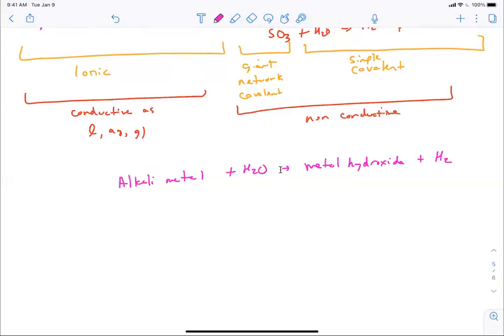You also need to know alkali with halogen. Like Na plus F2 yields NaF, because they synthesize together.